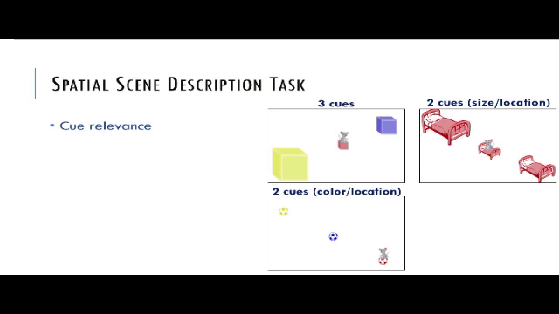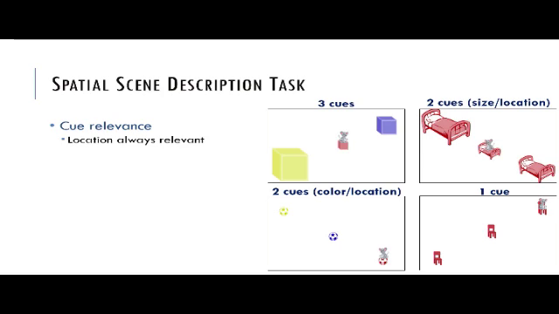Then on some trials, there were only 2 cues that could differentiate. The one on the top right is showing you size and location. All the beds are the same color, so in this one, you would need to use either the size or the location to differentiate. And the one on the bottom left is showing color and location. Now the 3 balls are all the same size, but you could use the color or location to describe it. And then the last type were the hardest trials, where only location words could describe where the mouse was.